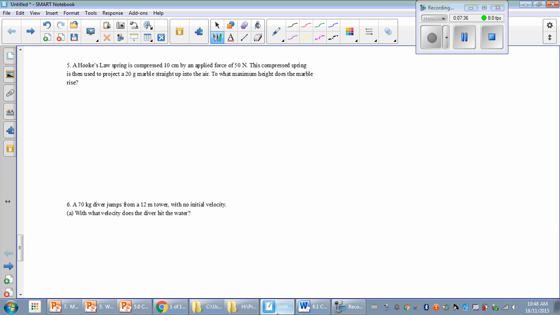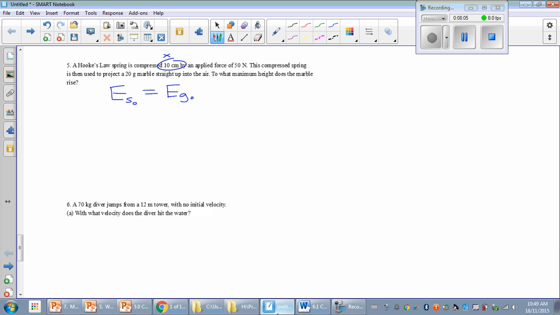Number 5. A Hooke's law spring is compressed 10 centimeters by an applied force of 50 newtons. The spring is then used to project a marble straight up into the air. How high does it rise? It looks complicated, but it's just like the calculation we just did. You've got some spring energy initially, and you're converting it all to get to a maximum height of gravitational potential energy. Expand these to different formulas, and you've got 10 centimeters, got to be in meters, 0.1.